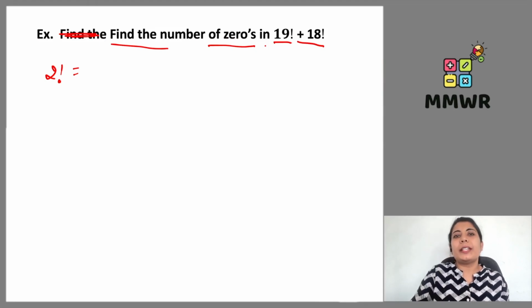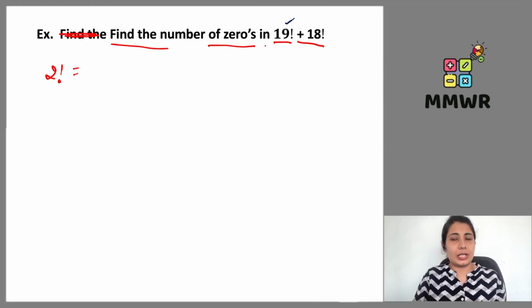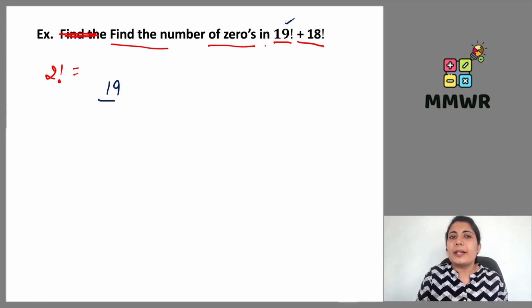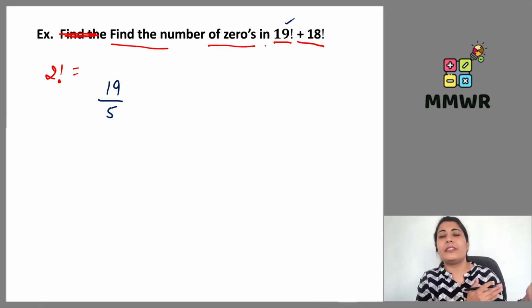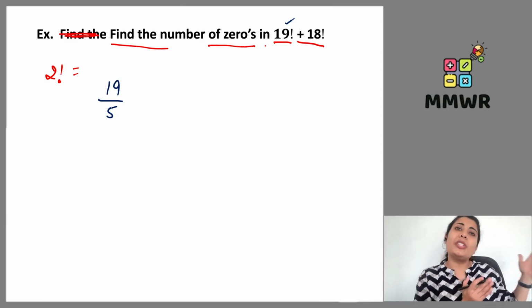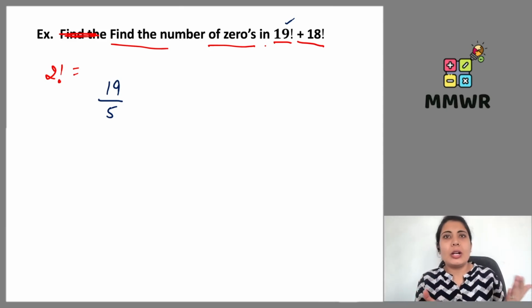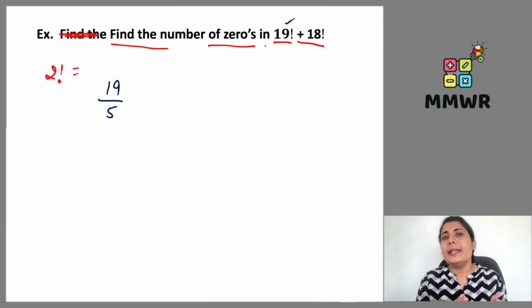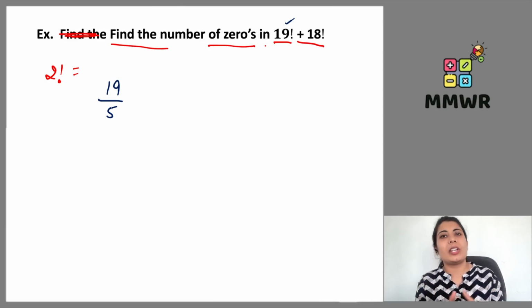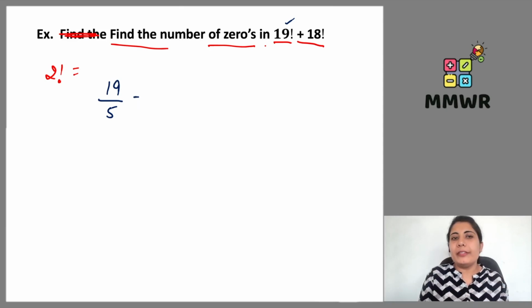क्योंकि हमको चेक करना है find the number of zeros in 19 factorial. So first of all, we have to check how many zeros, how many tens are there in 19 factorial. So 19 factorial की वैल्यू फाइंड करना है, that means मुझे 5 की काउंट पता होना चाहिए. 2 तो बहुत सारे हो गए, 19, 18, 17, 16, 15, 14, many 2s are there. Quantity of 2 will be greater than the quantity of 5. So I'll divide it by 5.